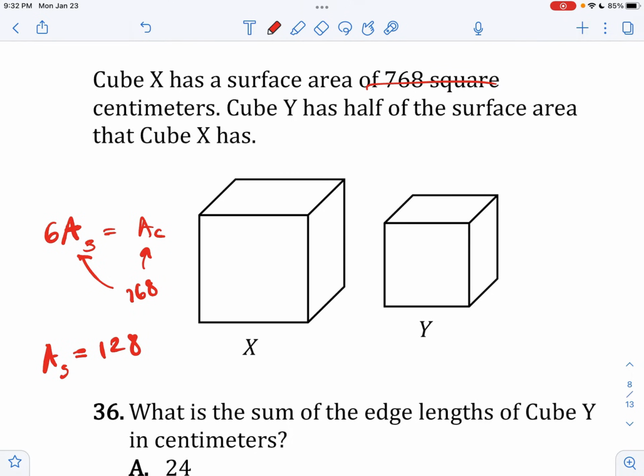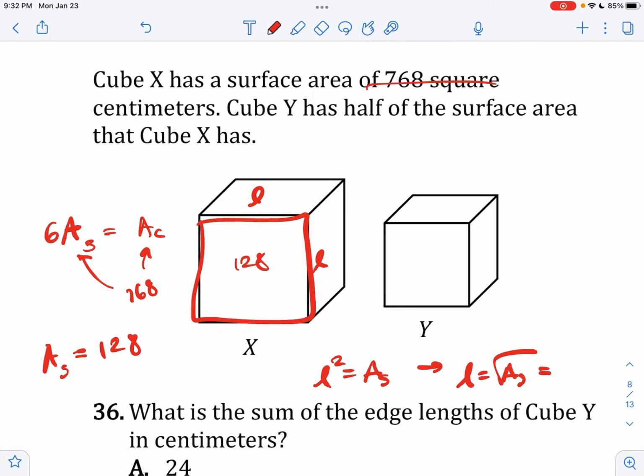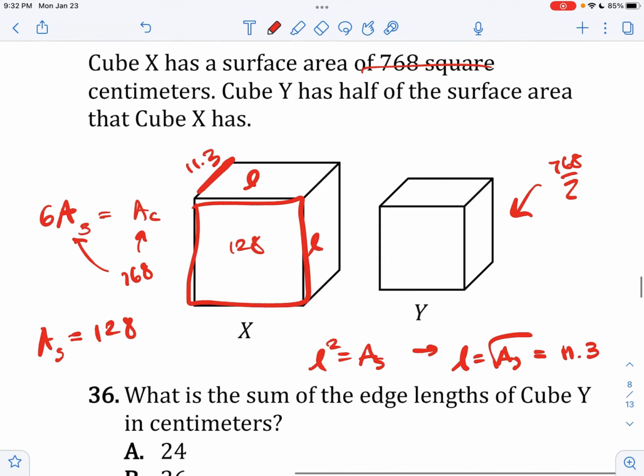Okay, and I know if this is 128 area, it's just length times length, which gives me that area. So length squared is equal to area of the square. So length is just going to be square root of area of the square. That's going to be 128 to the half, which gives me 11.3. Okay, so this side length is 11.3. Now this one has half the surface area, right? Which means it's just 768 divided by 2, which is going to give me, if I do that same process all over again, I can find the edge lengths of this. 768 divided by 2 is 384. If I divide that by 6 and then take the square root, we end up getting 8. This is 8.